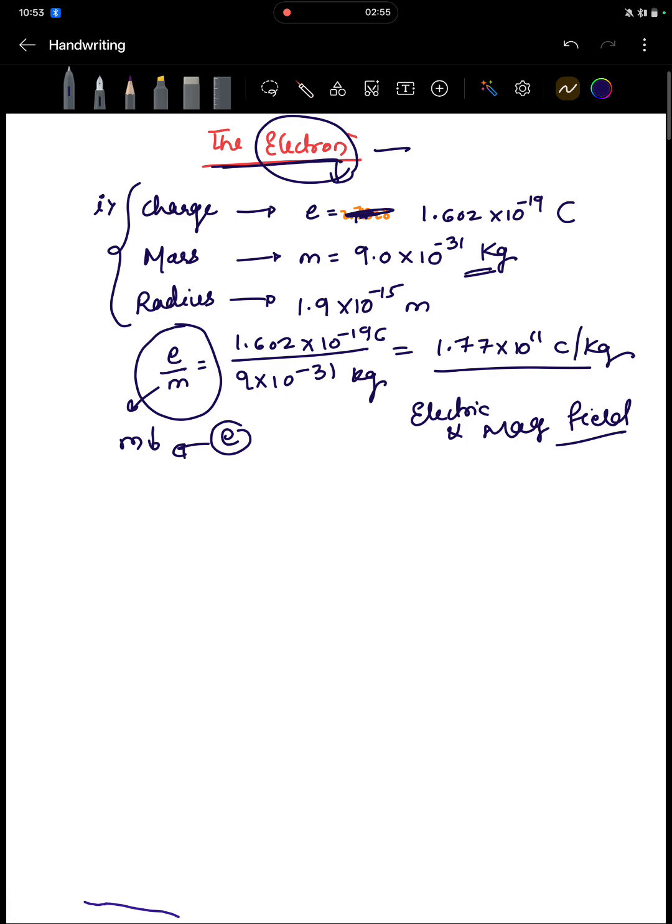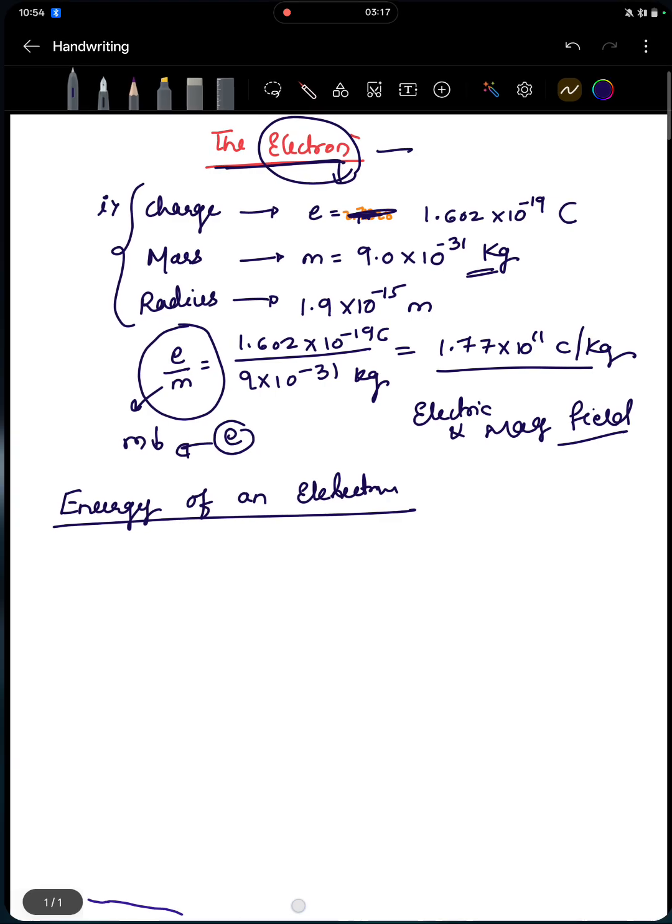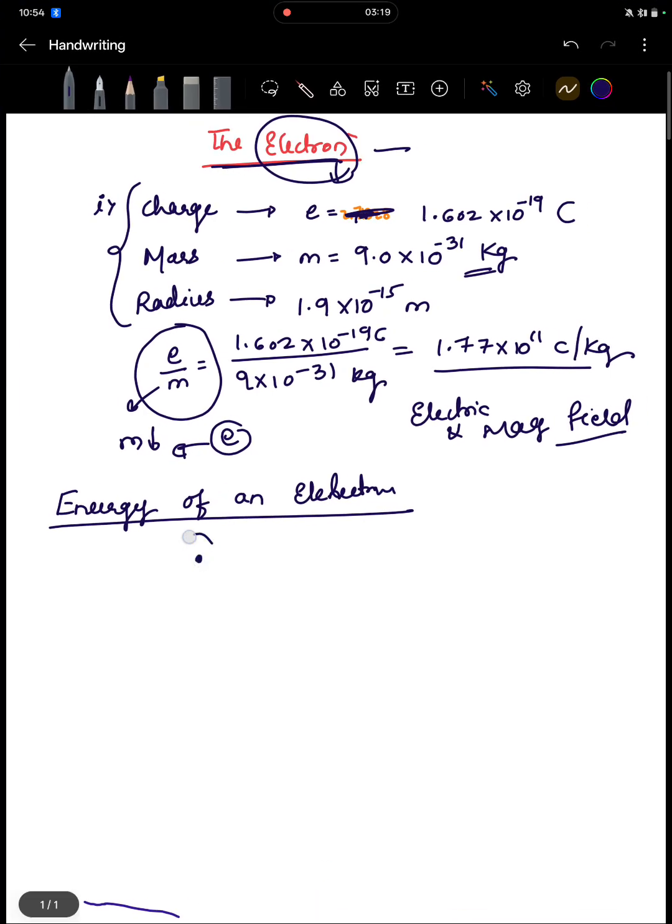Next we can see what the energy of an electron is. Whenever you consider any body or particle in this universe, it has some energy. So the electron also has some energy. Suppose you consider an electron moving around the nucleus; it possesses two kinds of energies, as we all know: kinetic energy and potential energy.